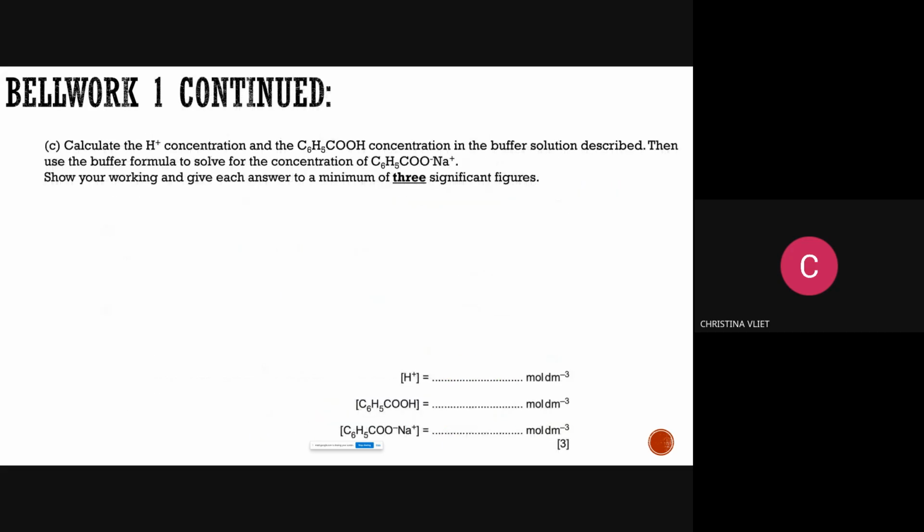Let's take a look. It says calculate the H plus concentration, the C6H5COOH concentration, in the solution that's described, and then use the buffer formula to solve for the C6H5COO minus Na plus concentration. Show your work. Leave each answer to a minimum of 3 significant figures. Cambridge is kind of nice with sig figs. They usually tell you how many they want, or you can just assume it's like 3 and not crazy. If you were taking AP Chem instead, they'd be really harsh on significant figures. You'd have to follow the initial rules I taught in pre-8 every single time.